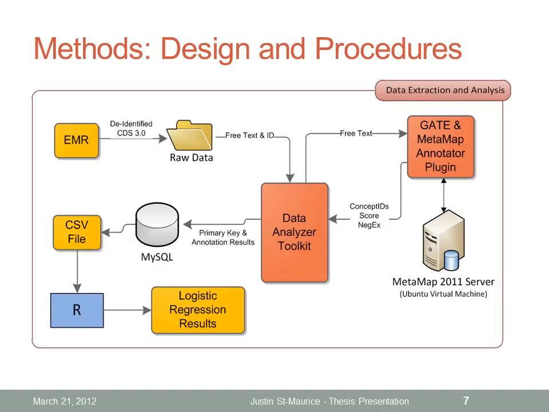And then that data was fed into the Data Analyzer Toolkit. Now that Data Analyzer Toolkit is a piece of software that I wrote, and that took advantage of some APIs that were available for MetaMap and for Gate. So the Data Analyzer Toolkit effectively took the free text data from the raw data source and spit that out to Gate and to MetaMap, and those were the natural language processing engines that would associate concepts and scores and return that back to the piece of software that was created.